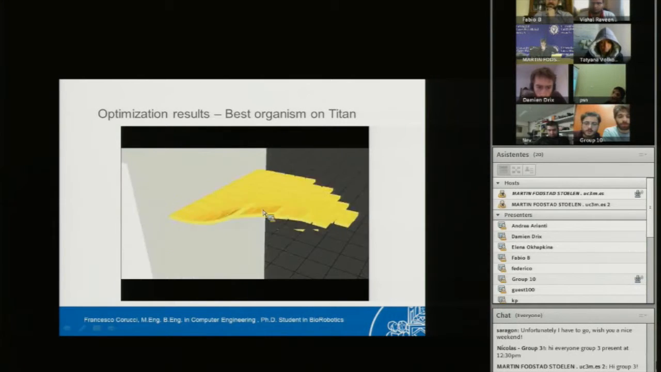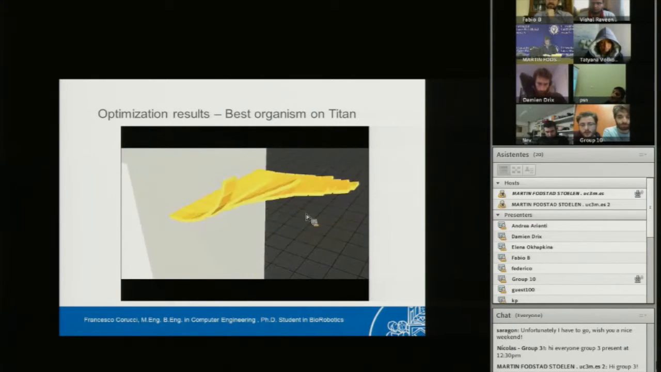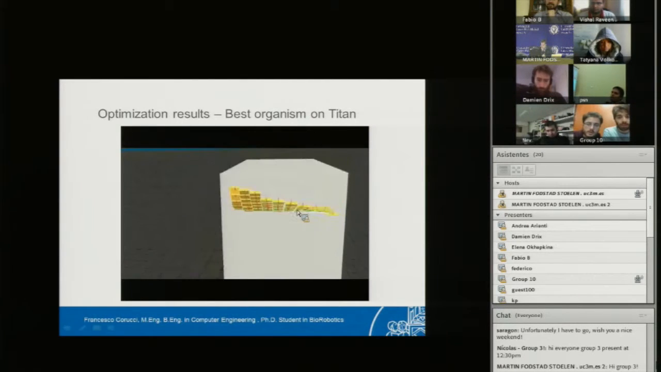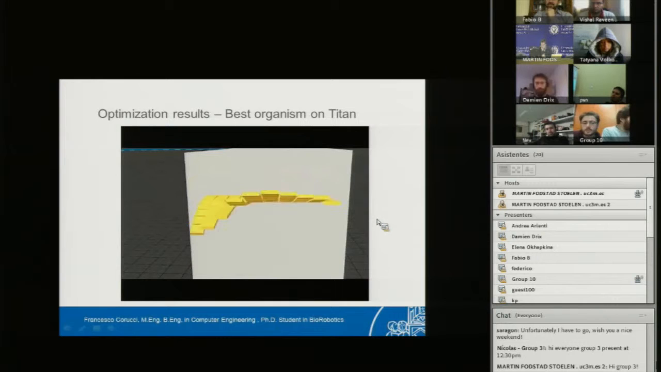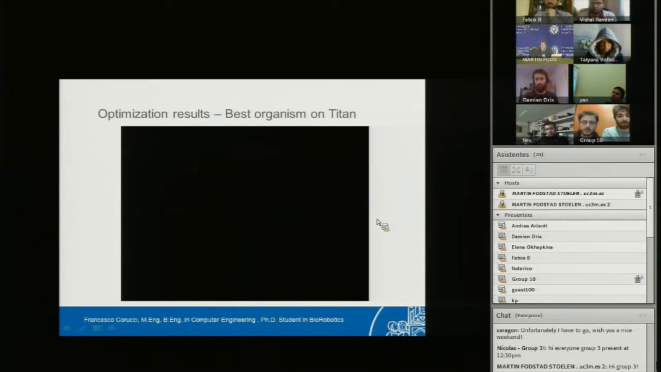So on Titan we have a lower frequency, and the wing seems a little bit softer. So we have to spend more time interpreting the differences, and we also have, of course, to evolve better organisms. But this was the first preliminary interesting result.